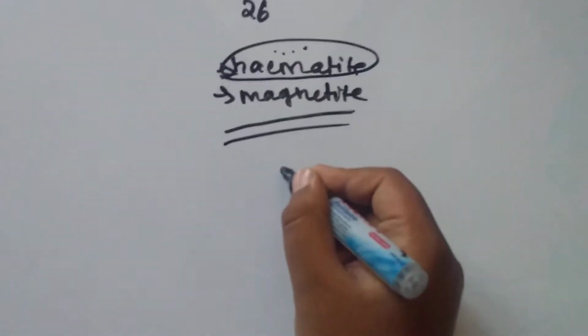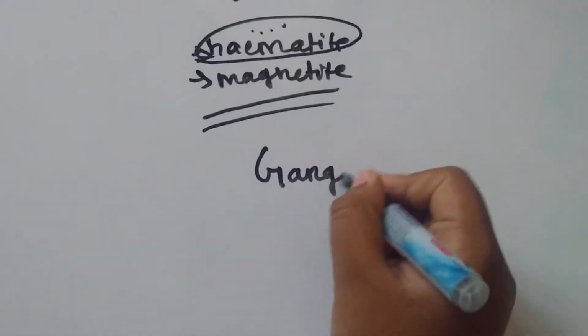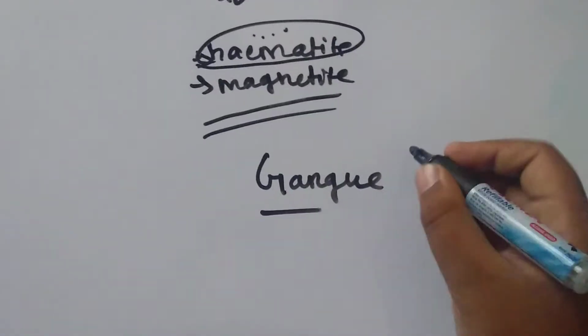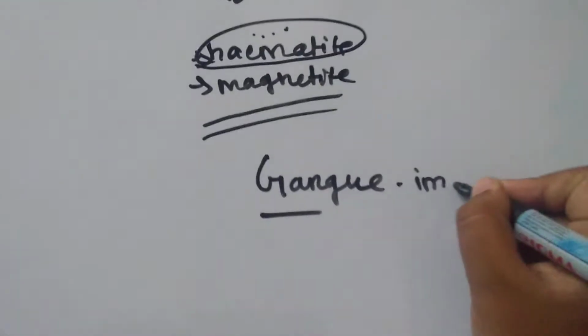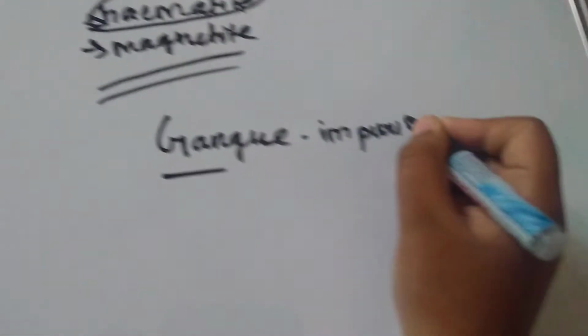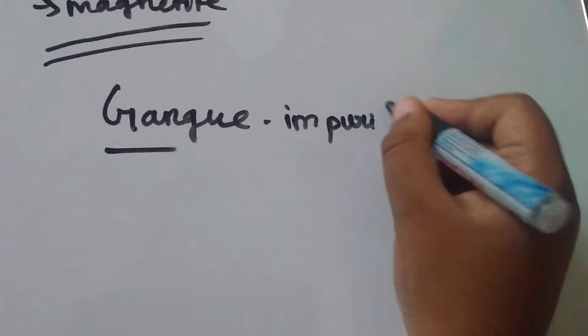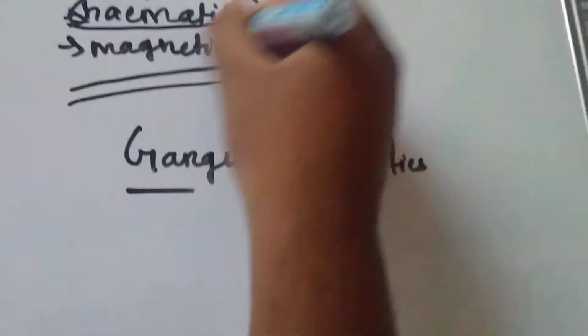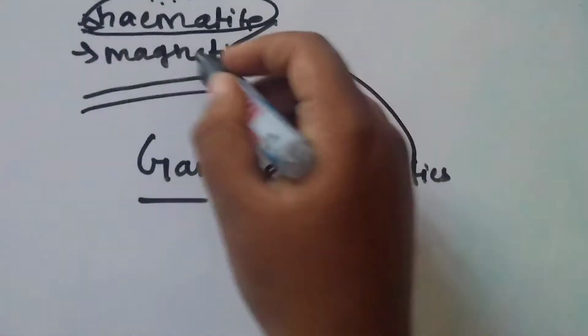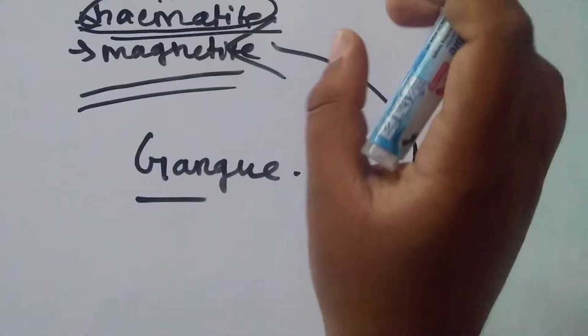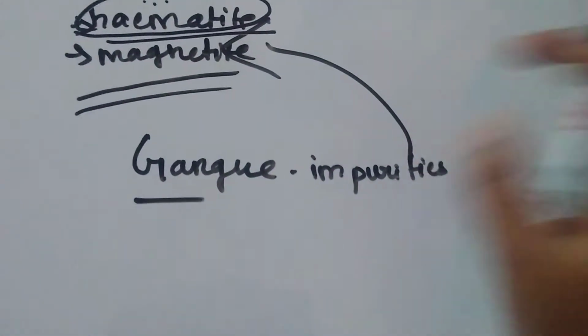They are gong. Gong is the unwanted impurities present in the ore. The hematite ore is not completely pure. It contains some impurities called the gong.